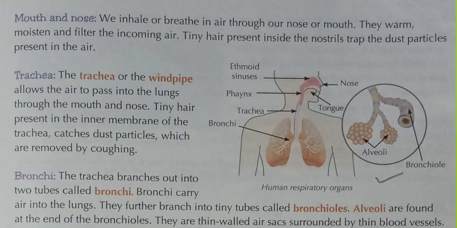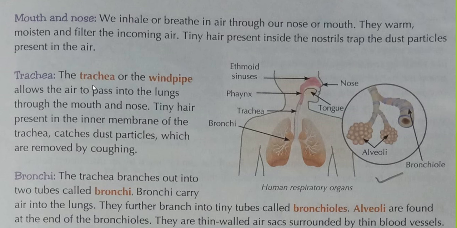Now about trachea, what is written. The trachea or the windpipe. Trachea is quite a new word for you. Trachea means the windpipe, the throat. As you can see here in this diagram, the trachea has been shown beautifully. The trachea or the windpipe allows the air to pass into the lungs through the mouth and nose. Tiny hair present in the inner membrane of the trachea catches dust particles which are removed by coughing.